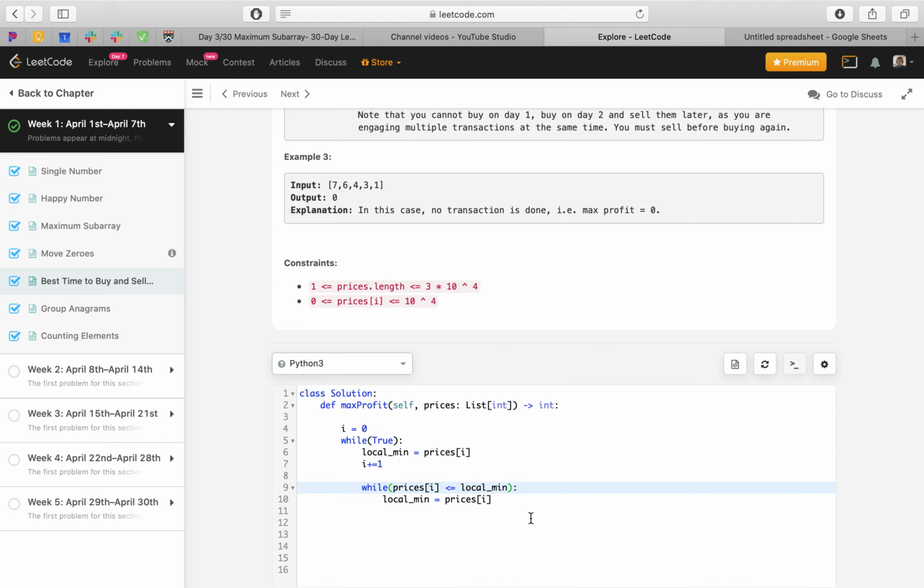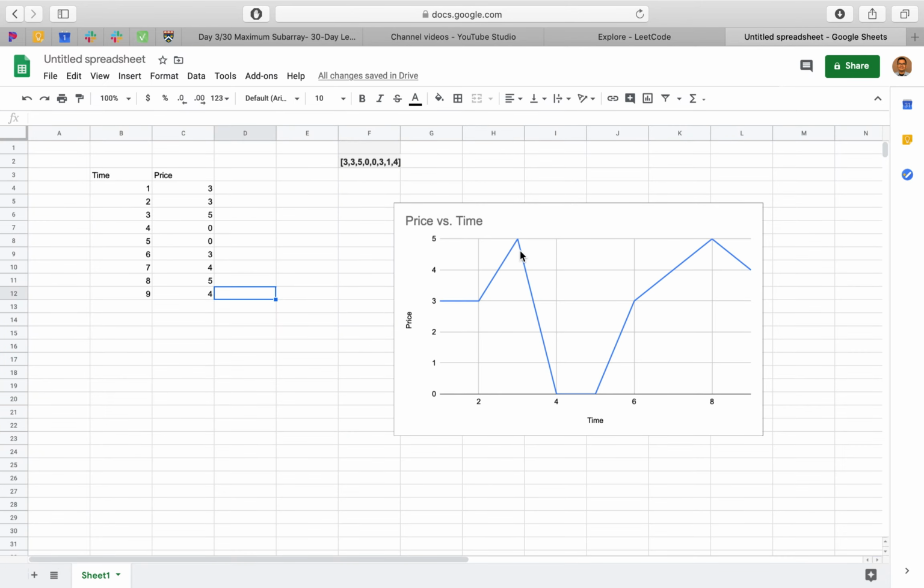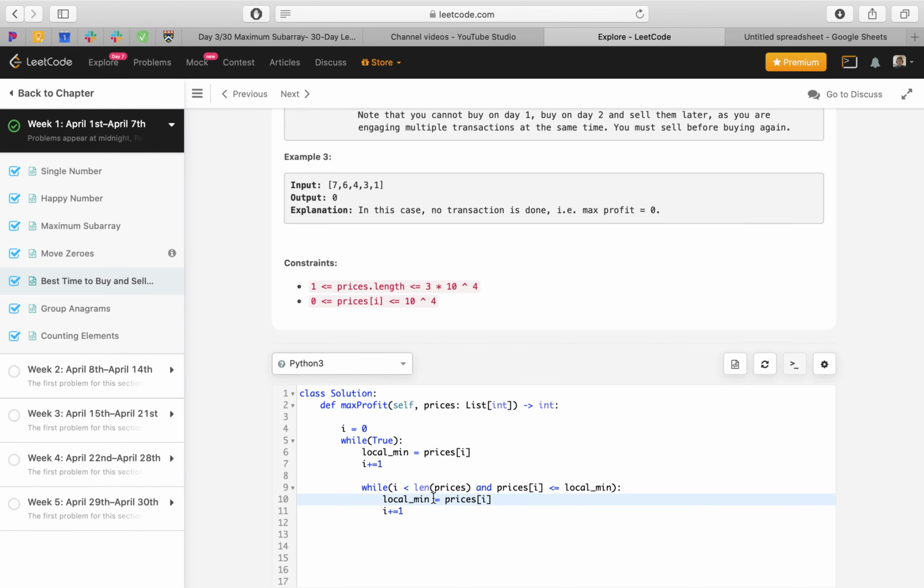And then we want to make sure that if i is less than the length of the prices, then we want to increment our i. And in the case that this is not true, it means that we have found a local min. It means that we found something that is greater than the local min. So in that case, our local min will be correct.